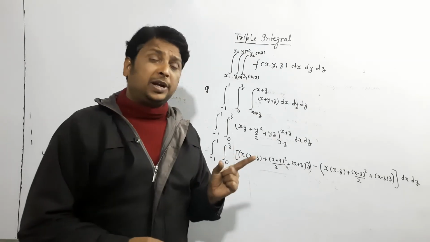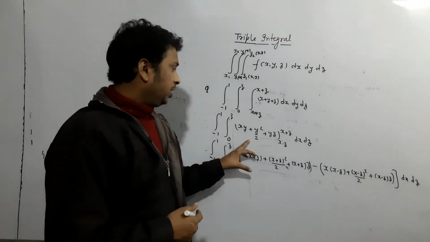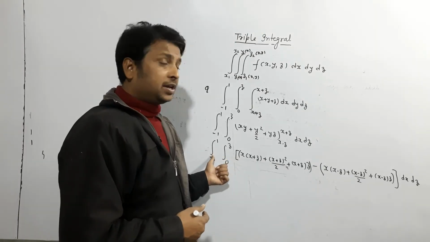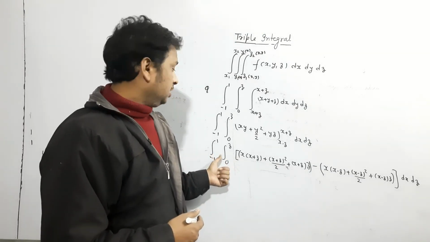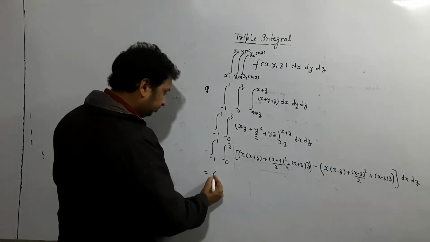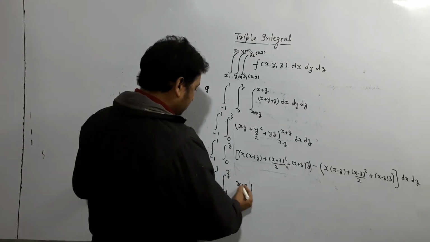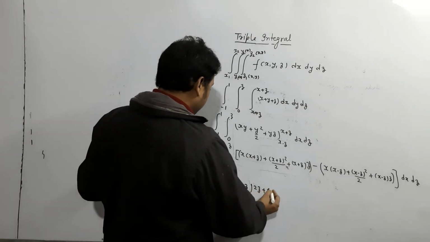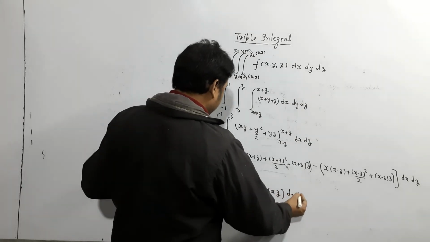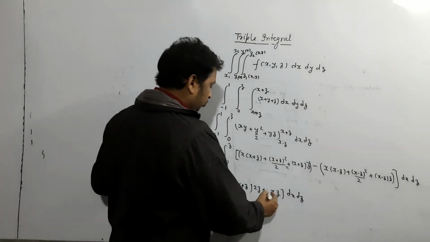Which limit is given? The x limit is given. Already y is over. Now this is the x limit. And in the last, the z limit is given. So now we have to integrate with respect to x. When you simplify, it will come like this. So I think 2 will be there.